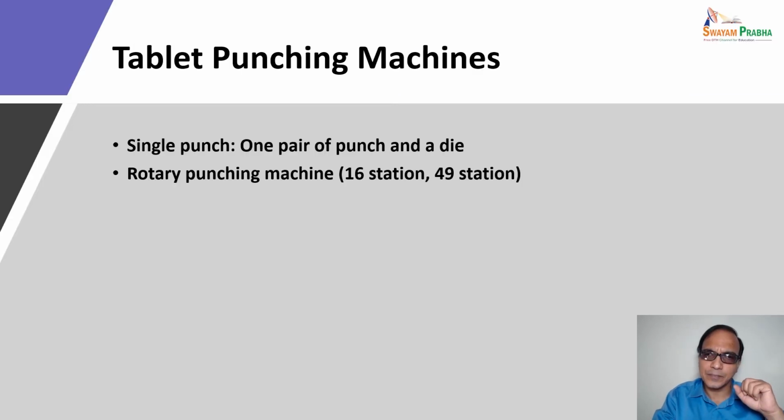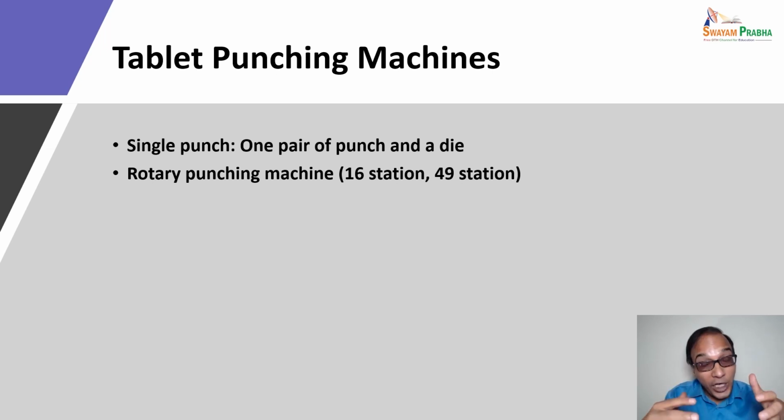Now, tablet punching machines may be single punch. They may have one pair of punches, upper punch and lower punch, and a single die. This is a single punch machine. Usually you find it in your laboratories, your institutions, your research labs. Single punch machines may be manual, mechanical, or electric driven.